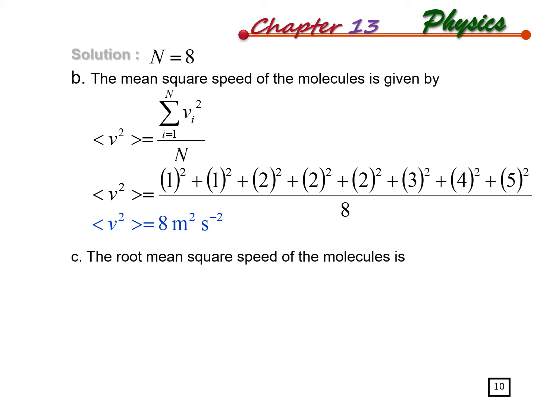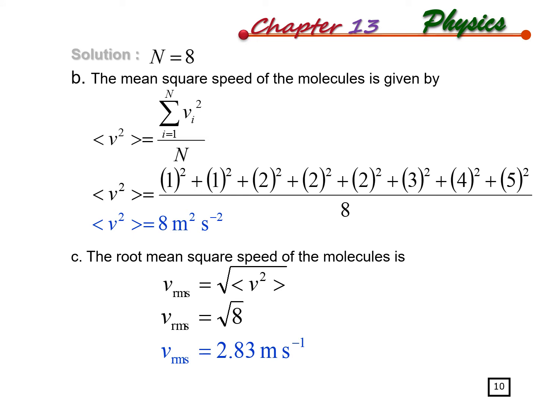And then for the root mean square speed, we already have the mean square speed. So what you need to do is just determine the root value of 8, which will end up with 2.83 meters per second.